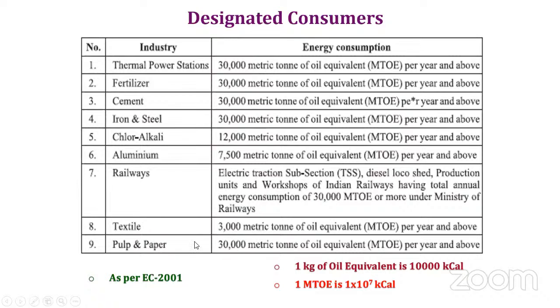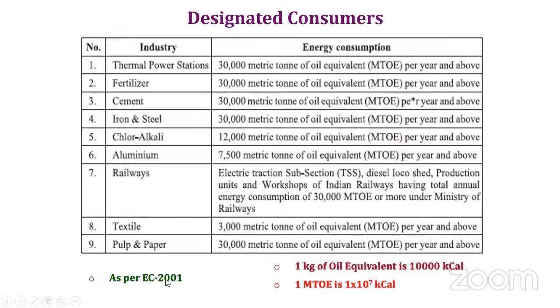Now, if any industry in this category crosses its benchmark MTOE, then it is called a designated consumer. Suppose I have a textile industry and my MTOE for 1 year is 2,000. Even though I am a textile industry, I am not a designated consumer. No problem at all. So any consumer will become a designated consumer if its type of industry crosses the benchmark value set by the Bureau of Energy Efficiency.